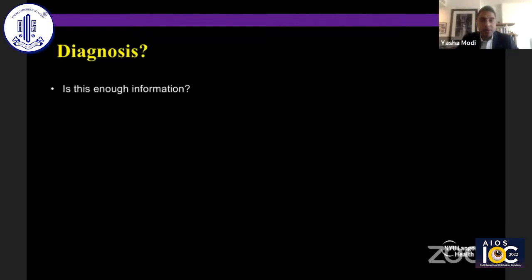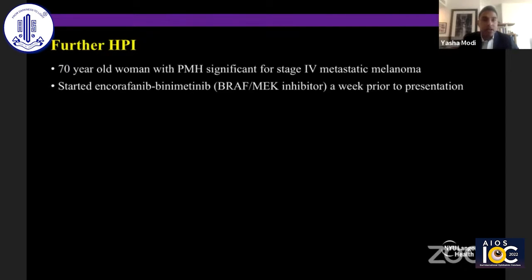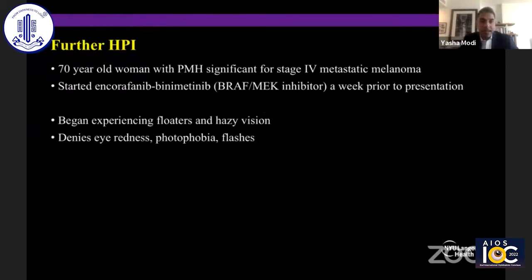And for the sake of time, I'm going to just move on here and tell you that this is a patient who has a past medical history significant for stage 4 metastatic melanoma. And she started encorafenib and ponatinib, which are BRAF and MEK inhibitors respectively, a week prior to presentation. And she began experiencing floaters and hazy vision 3 days prior, but she has no eye redness, photophobia, or flashing lights. And she is starting to develop a skin rash, but otherwise she's never had any prior ocular surgeries or history.